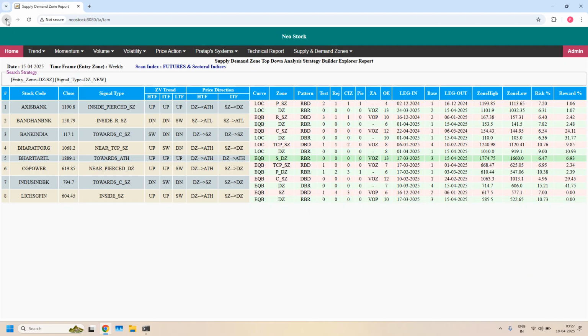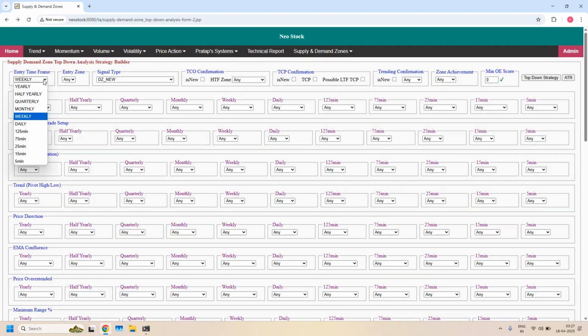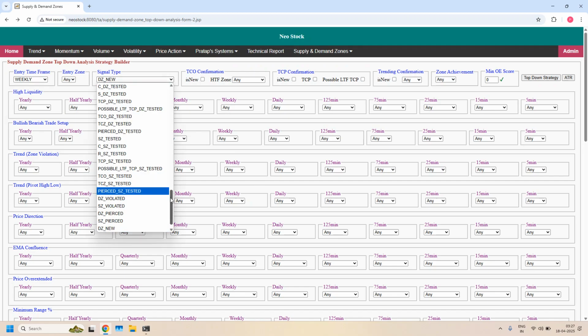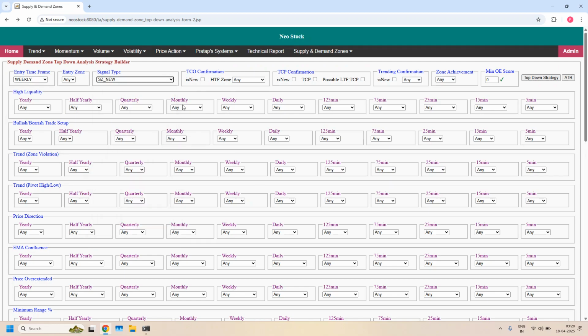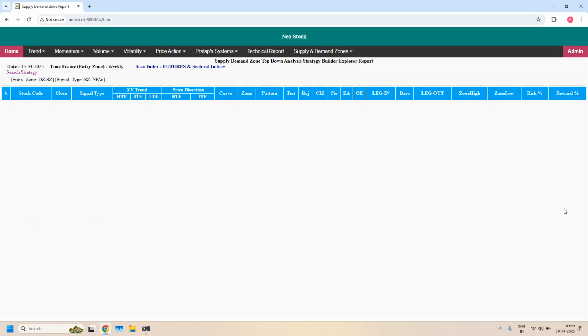Okay, next, for weekly time frame, let us find the stocks having newly created weekly supply zones during this week. So none of the weekly supply zones are created during this week.